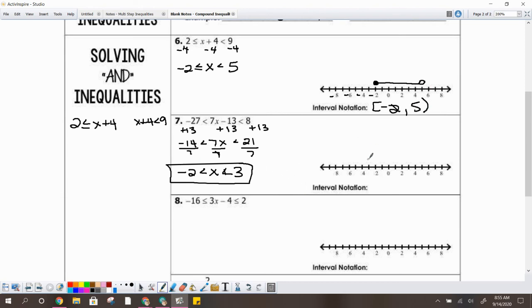So I'm going to go ahead and graph this. -2, open circle because it is a less than, and then an open circle on 3. Draw my line in between. So now for interval notation, I'm going to bring down my -2, comma 3. They're both open, so it's parentheses, parentheses.